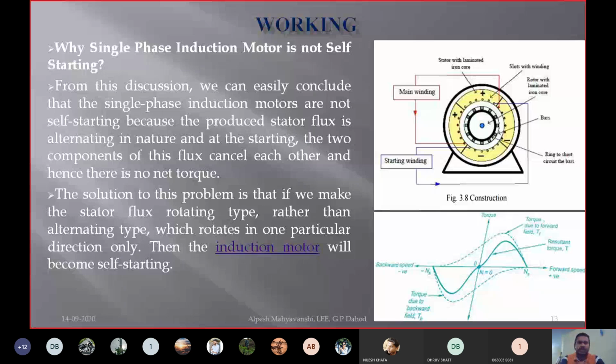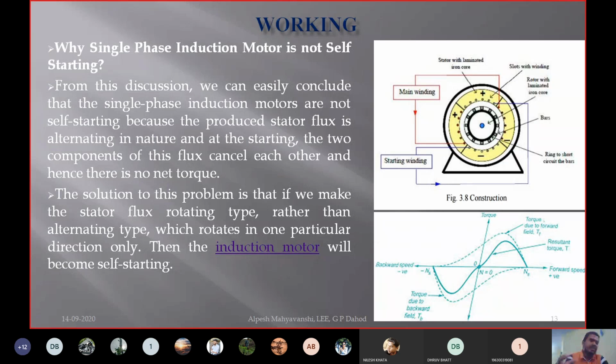From this discussion we can easily conclude that single phase induction motors are not self-starting. What is the reason behind it? Because the produced stator flux is alternating in nature. When we give single phase AC supply to the stator winding, the flux produced is alternating in nature. It is not rotating in nature, it is alternating at the starting.